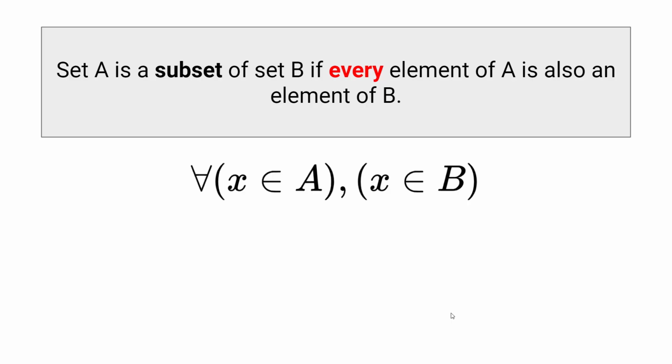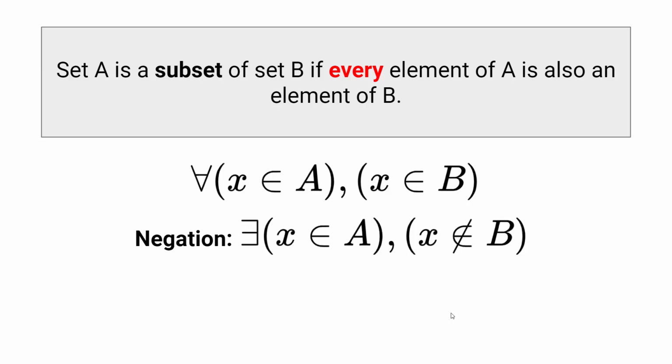The negation of "for all x in A, x is in B" is the statement "there exists an x in A such that x is not in B." That's why the set AG was not a subset of MATHEMATICS, because there exists an element in AG, namely the letter G, that is not in the set MATHEMATICS.